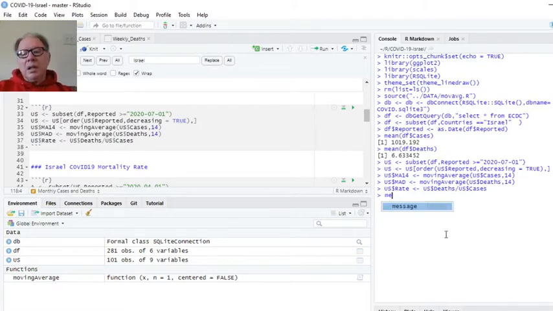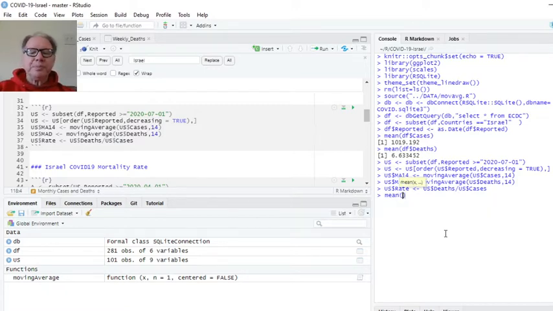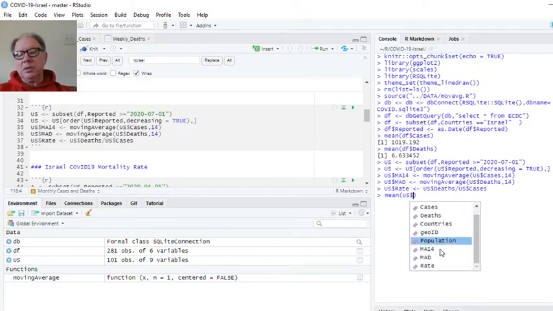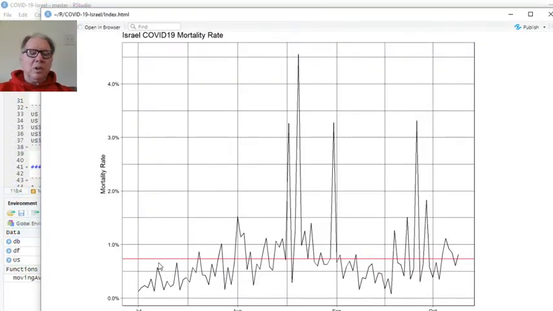So now let's take the US. The average mortality rate is currently 0.7%. Okay, the current mortality rate is about 0.7%, which is this here.